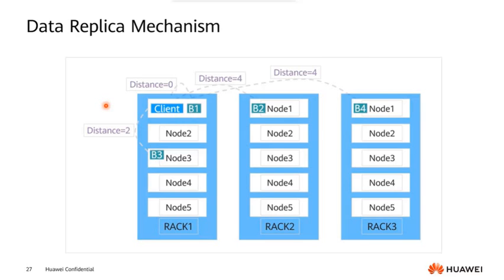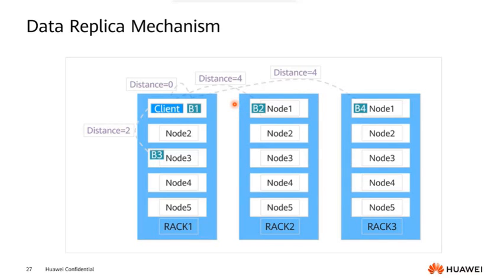Actually, the distance of data on the same server is 0. That is, the distance of D1 and itself is 0. The distance of servers within the same rack is 2. That is, the distance of B1 and B3 is 2. The distance of servers on different racks is 4. So the distance of B1 and B2 is 4. And the distance of servers in different data centers is 6.